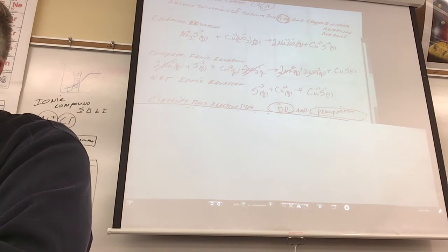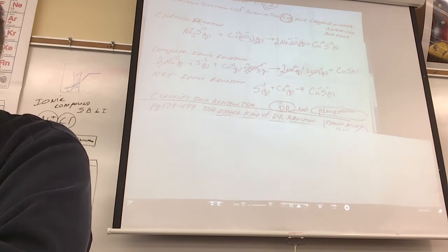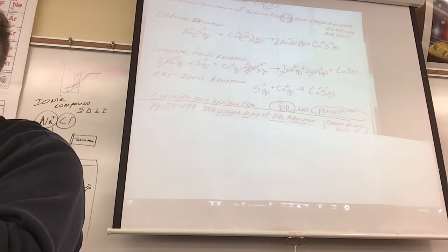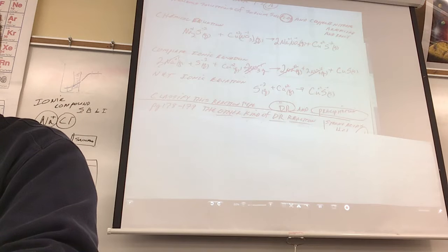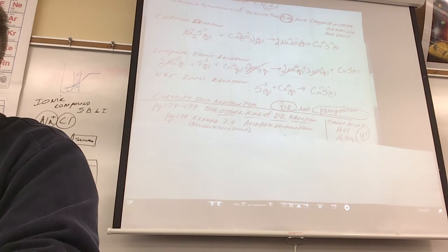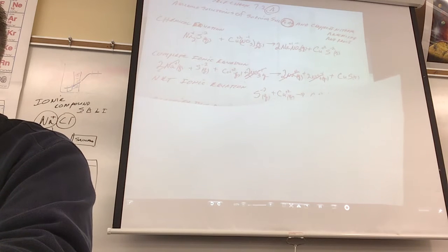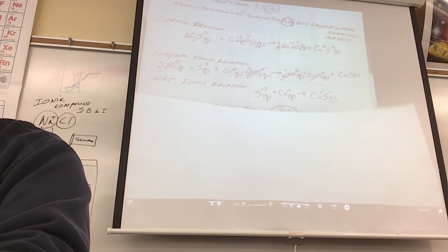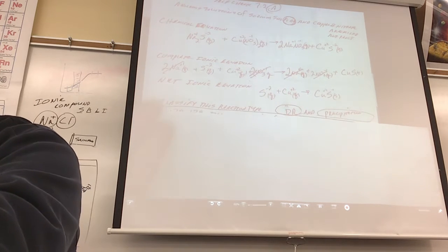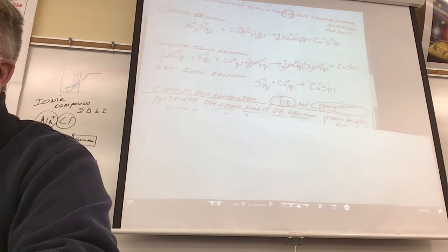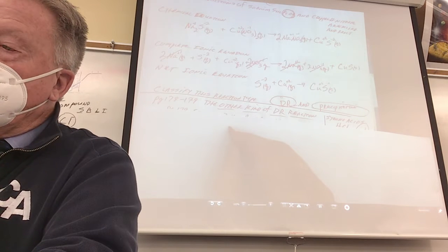All right. Now, there's a page, page 178, 179. There's another kind of double replacement reaction, and I'm going to give it to you right now. So tell me whether or not this is going to happen. Ready? Solutions of nitric acid are mixed with a solution of potassium hydroxide. What do you think is going to happen there?